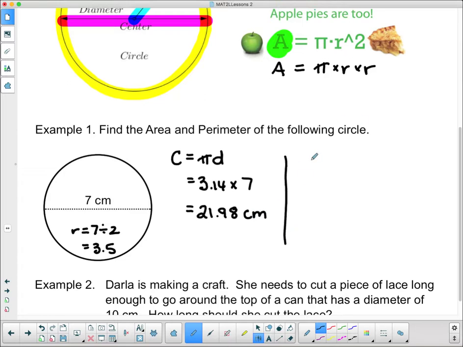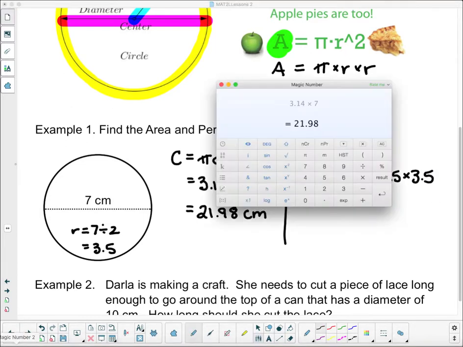Okay. Now we have to find area. Area equals pi r squared, which is pi times r times r. So from here, we need pi, which is 3.14. And our radius is 3.5. We found that for a reason. So times 3.5 and then times 3.5 again. We need r squared. So now let's pull up my calculator again. And we'll clear that out. And we need 3.14 times 3.5 times 3.5. And our answer is 38.465.